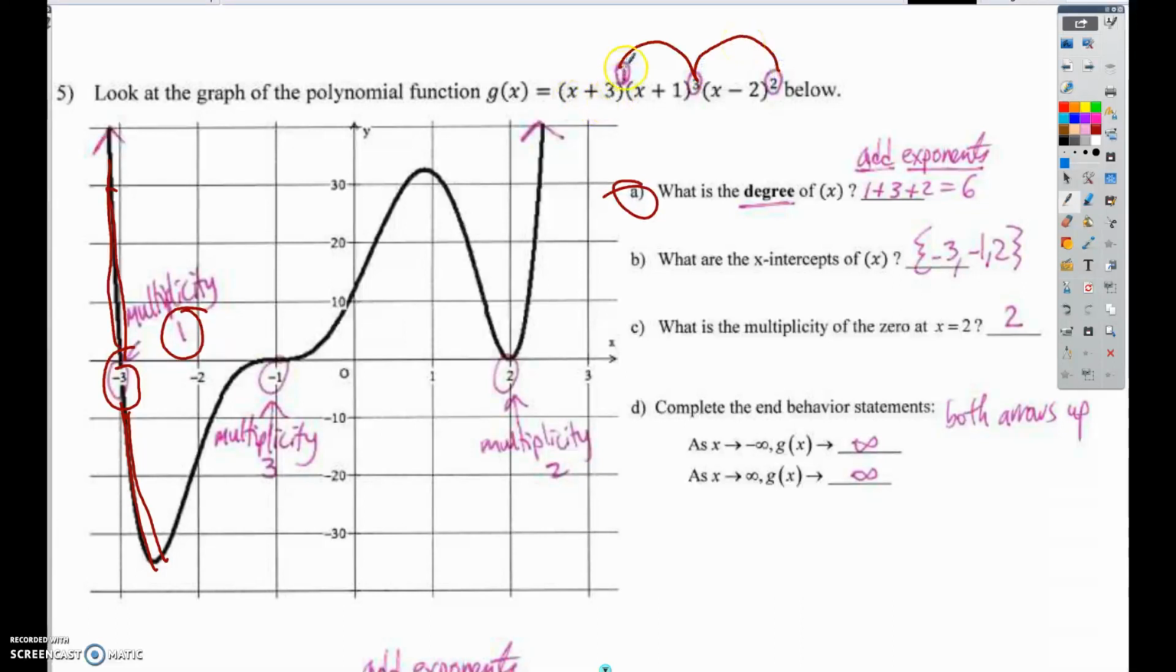X plus 3 does not have an exponent, so of course you're going to put a 1 there. So 1 plus 3 plus 2 is 6. So that's the answer to A. Our multiplicities are also asked in question C.